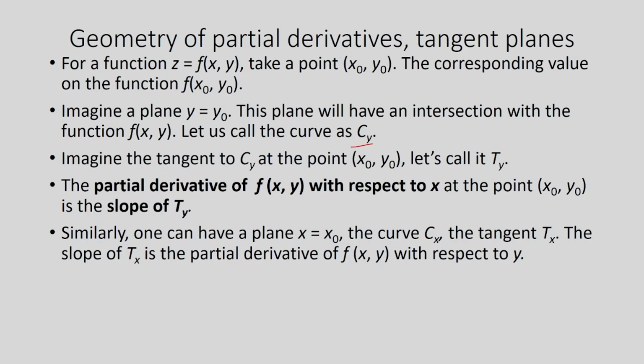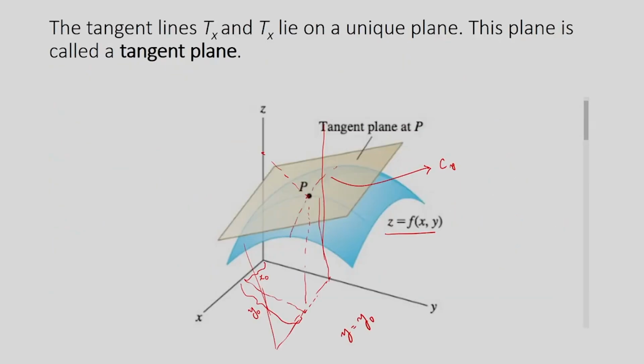Imagine the tangent to C_y at the point x0, y0. This should be f(x0, y0). Let us call it T_y. Okay. So, you have this C_y, and imagine there will be a tangent to this curve at point P, and this tangent, let us call that T_y.